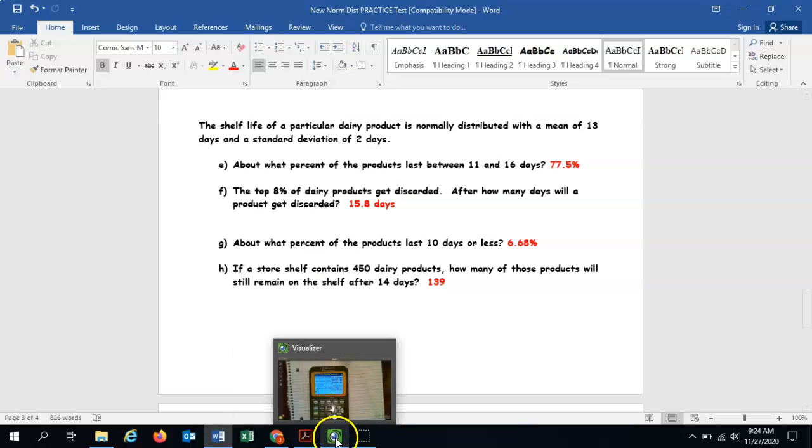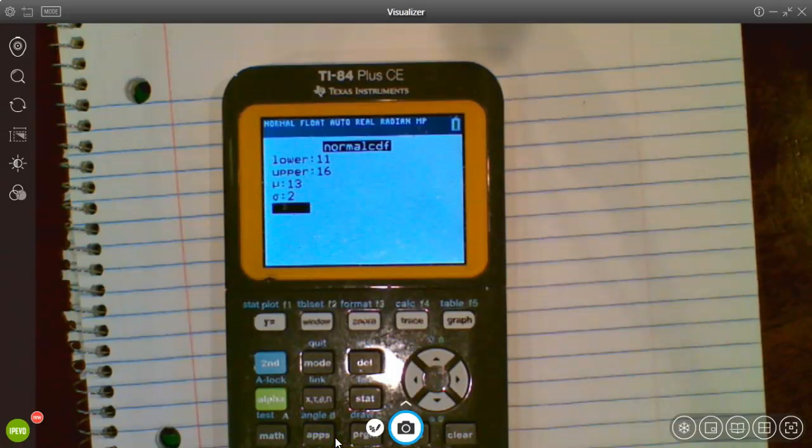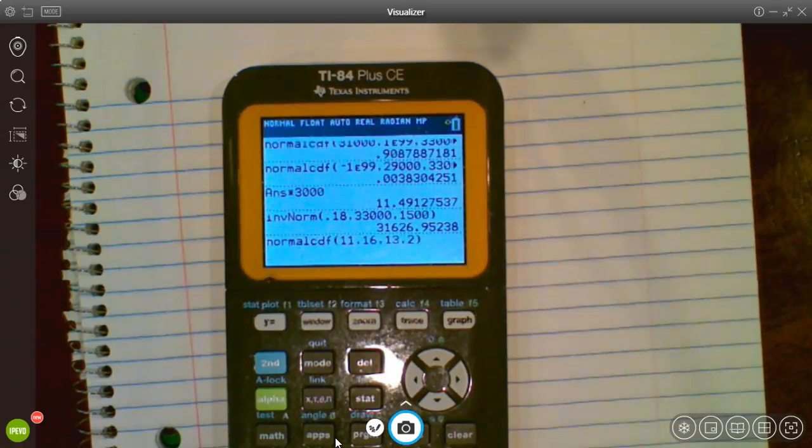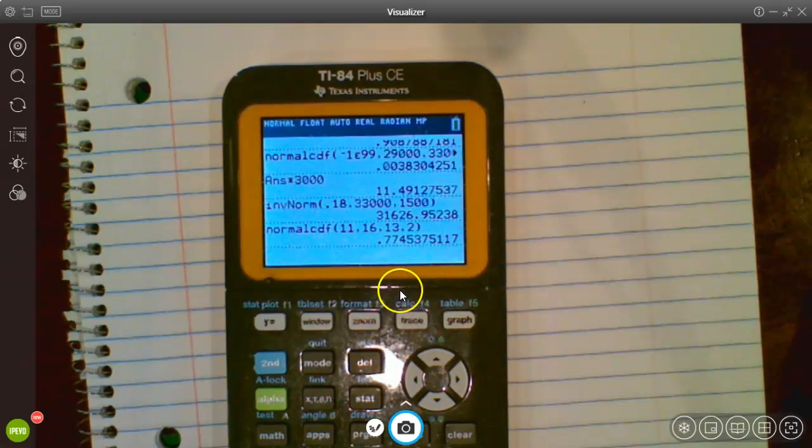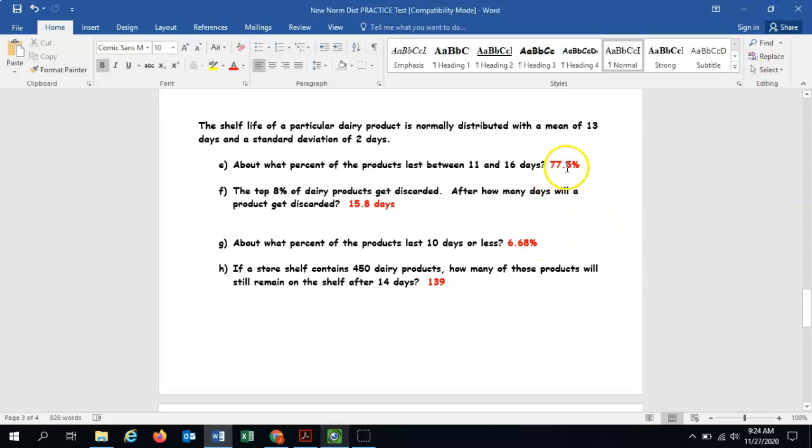So here's what that looks like. And so again, as a percent, and we want to round accurately, that 5 does push the 4 up. So 77.5% if we round accurately.